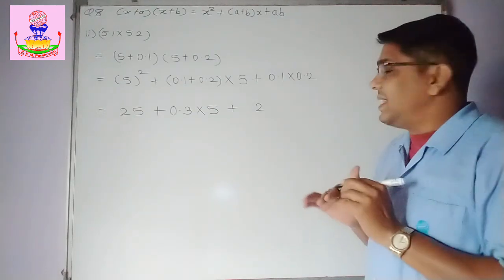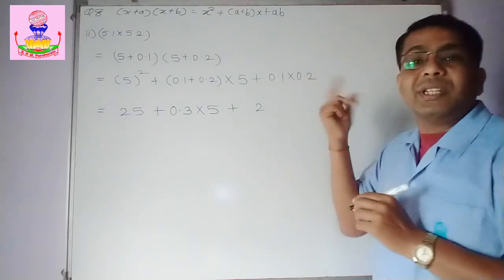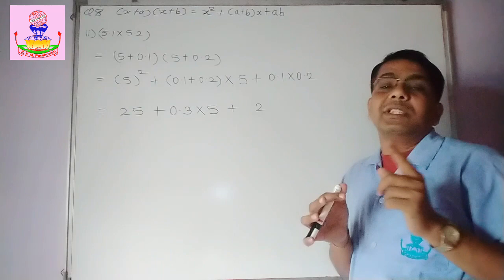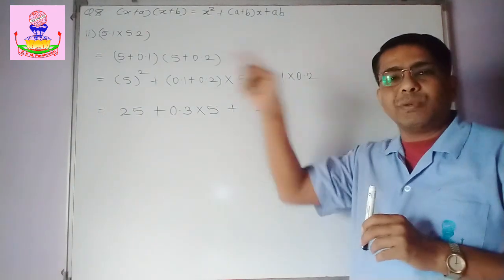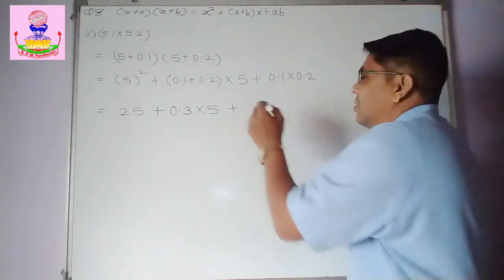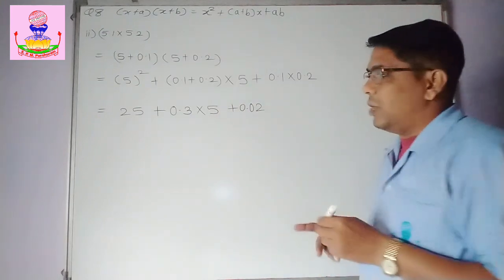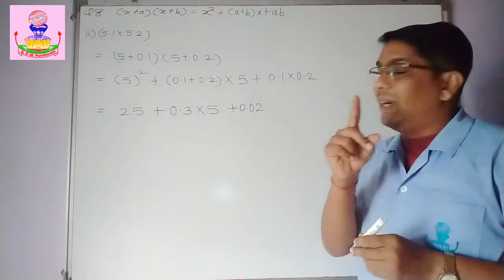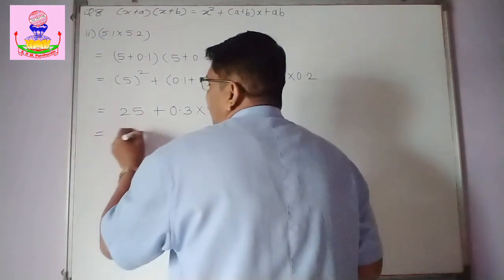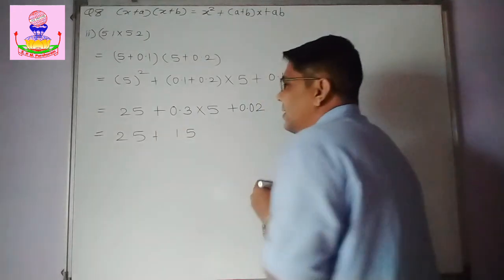Now see how many digits are there after the decimal point. 1, 2. So in the product, 2 digits, decimal point should be after 2 digits, counting from right hand side towards left hand side. So 1, only 1 is there, so there has to be 0 in front of that. So 1, 2, so here decimal point. So 0.02. Now one thing is left, multiplication of this. So we'll go there. So 25 plus 5 threes are 15.